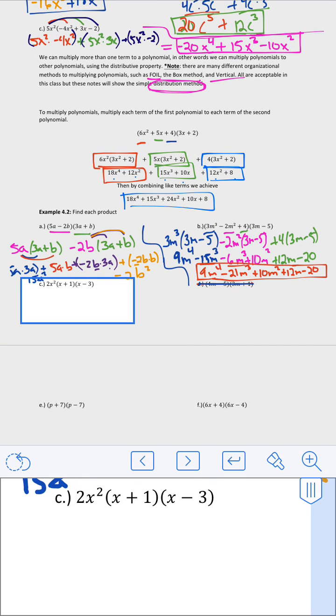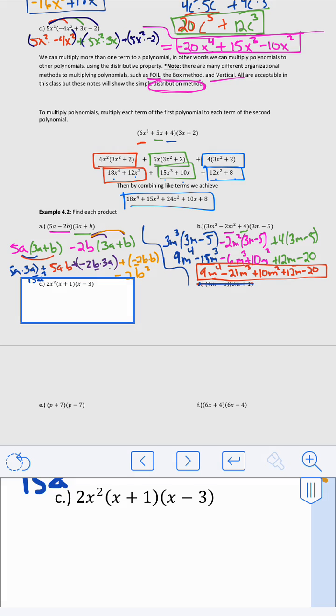C says we have 3 different things being multiplied. 2x squared times a binomial of x plus 1 times a binomial of x minus 3. Now, just like when we were multiplying terms, everything here is being multiplied, right? So we can use any combination we want, associative property. I can multiply either one or any 2 that I want to first, then multiply the last one.